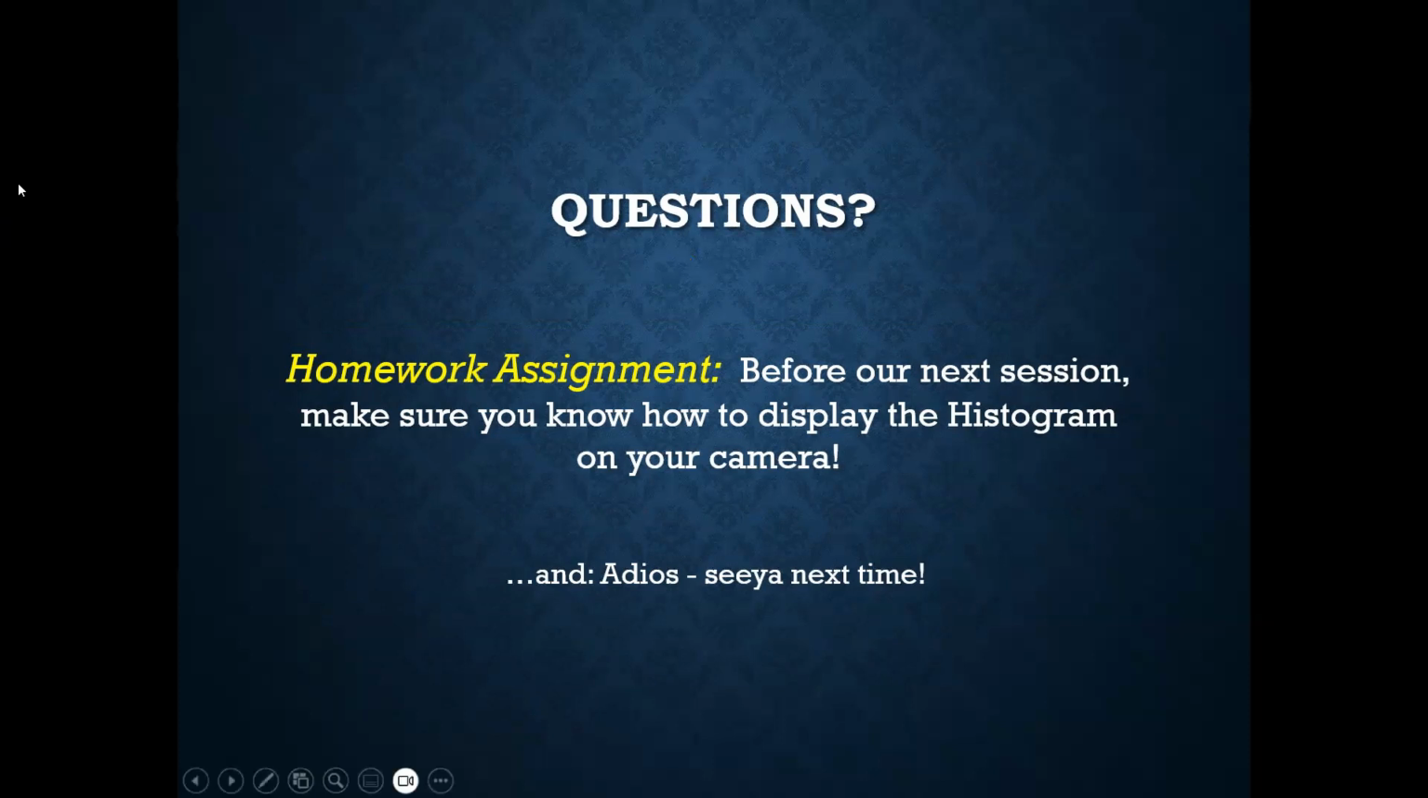Your homework assignment is make sure you know how to display your histogram. If not, I'm going to come up and whisper in your ear, obnoxiously. And you're not dead yet. Yes, that's right. And adios.